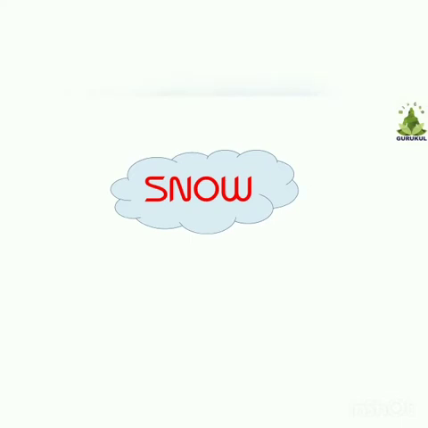Let's see forms of precipitation. First one is snow. Snow is a form of ice. Snow forms when water in the atmosphere becomes frozen. At the freezing point of water, snow melts and becomes liquid water. Sometimes the snow will melt very fast and become water vapor.